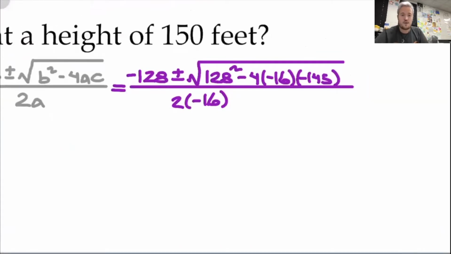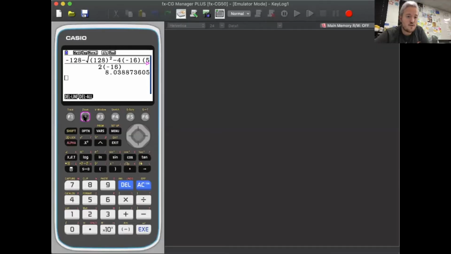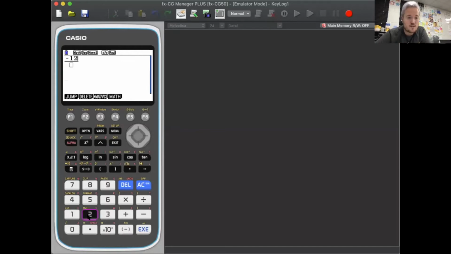All right, so I'm going to plug this into my calculator. So I'm going to get rid of this garbage because I don't need it anymore. I don't want to distract it. All right, so I'm going to open a fraction. So I'm going to do negative 128. Let's do the plus one first.